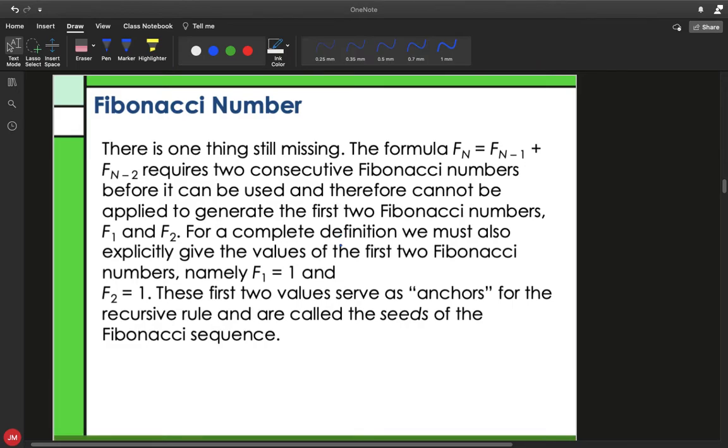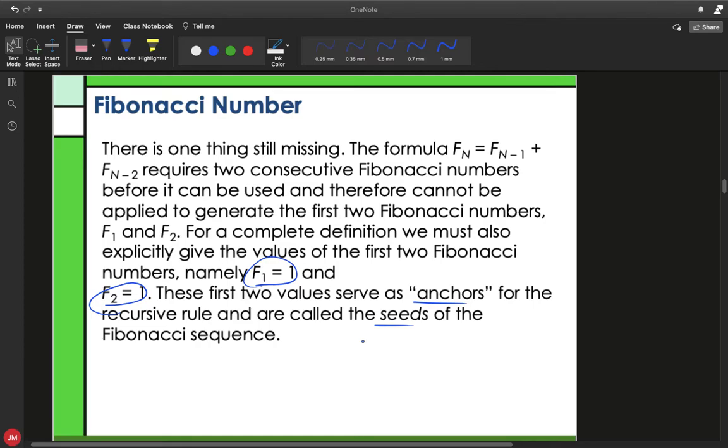Now what we can do is go ahead and calculate very large numbers using that recursive rule. To do so, we first have to define the first two numbers. We have to say that f sub 1 is 1 and f sub 2 is 1. Those are the only two that get special values. They're what are called anchors for our recursive rule. In other words, they're the seeds, if you remember when we talked about seeds for the Mandelbrot set in chapter 12, but they are the seeds of our Fibonacci sequence.